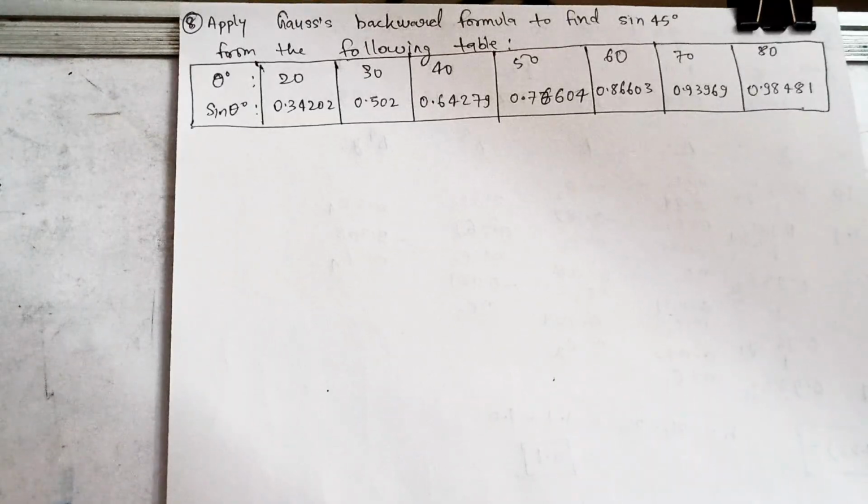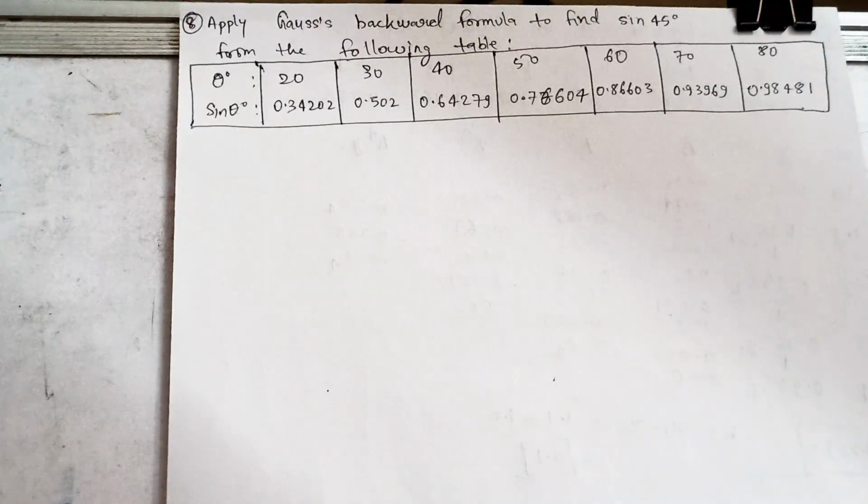Theta in degree is given as 20, 30, 40, 50, 60, 70 and 80 degrees, and the given values for sine theta are also given in the table, as you could see. So we have to apply the Gauss backward formula.